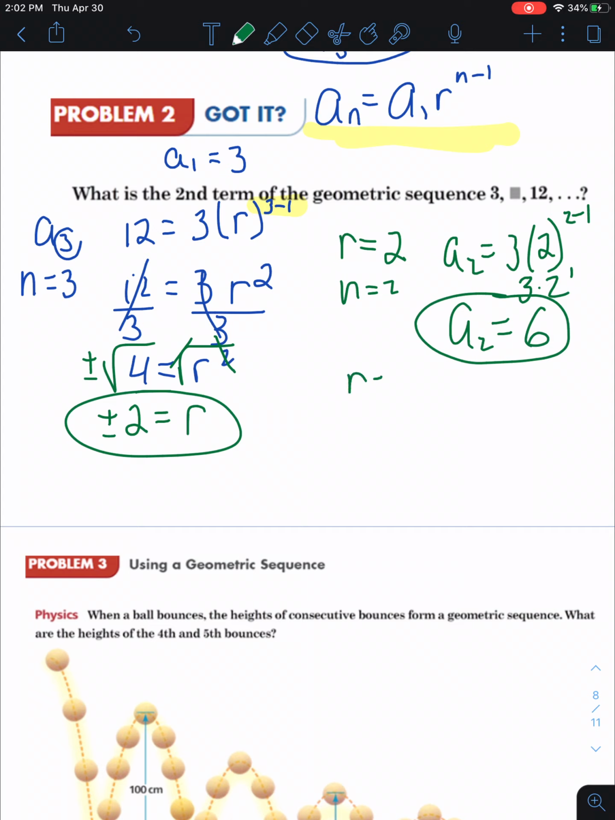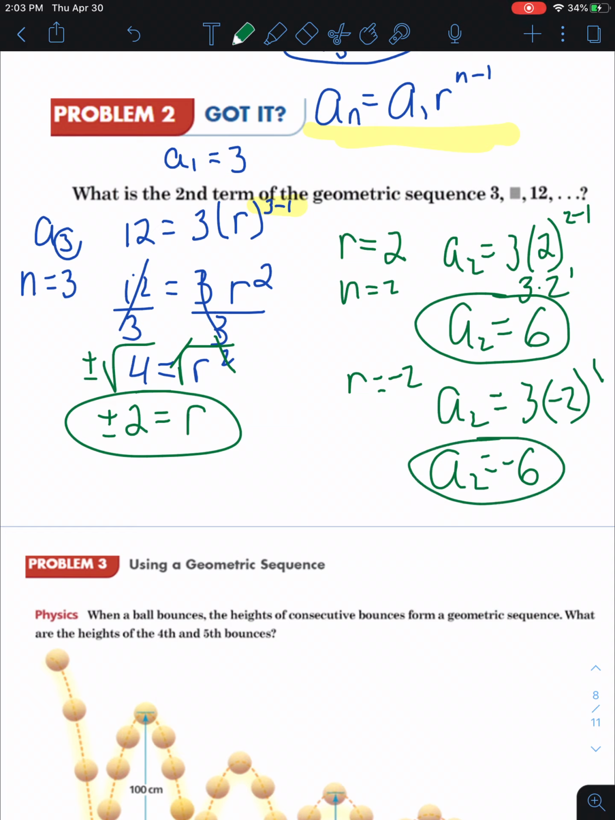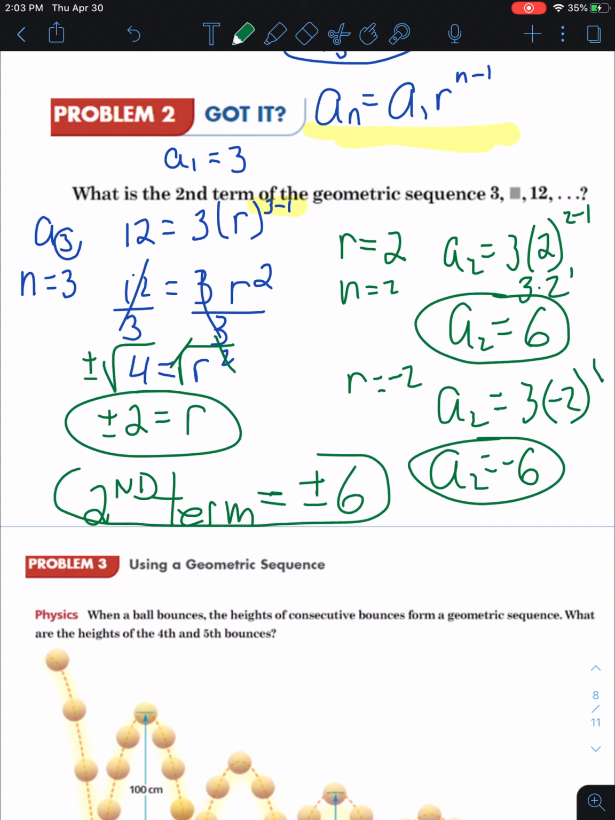Now when r is negative 2, does it change? So a sub 2 would be 3 times negative 2. We've already done the 2 minus 1, so let's just go with 1. Negative 2 to the first is negative 2 times 3 would be negative 6. So a sub 2 would be negative 6. So second term is positive or negative 6. You got two options there.